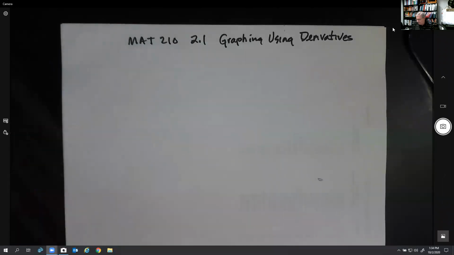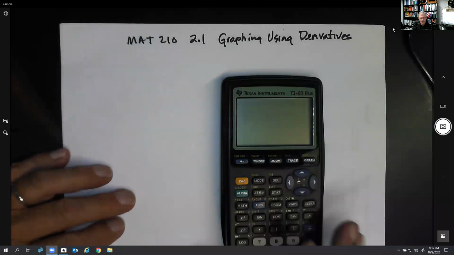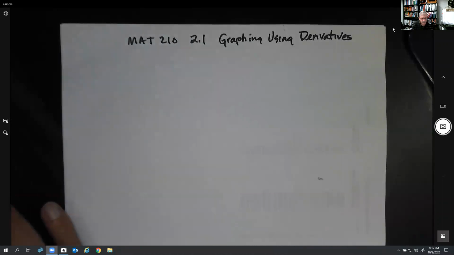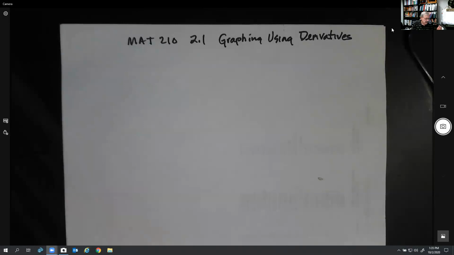Chapter 2 deals with applications, and this is one application: graphing using derivatives, sections 2.1 and 2.2. Now, we could graph on a graphing calculator, but that wouldn't be any fun, would it? So we're going to use our first derivatives and things like that. Before graphing calculators, we used to have to do this by hand, and sometimes it was kind of difficult to do.